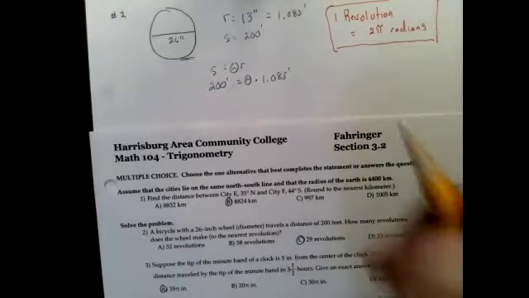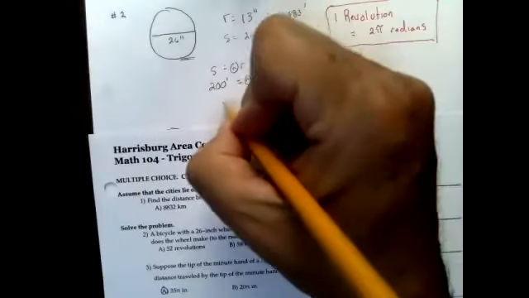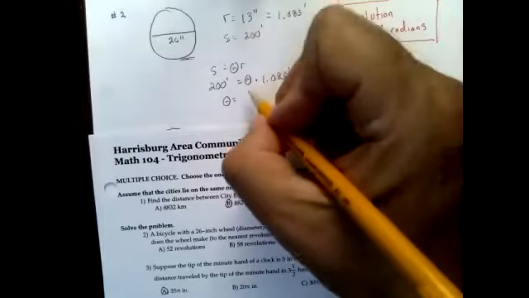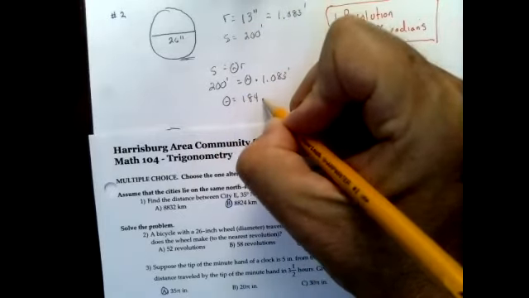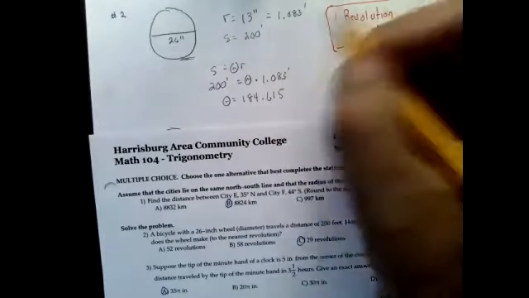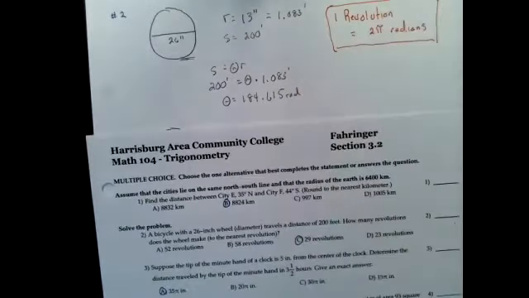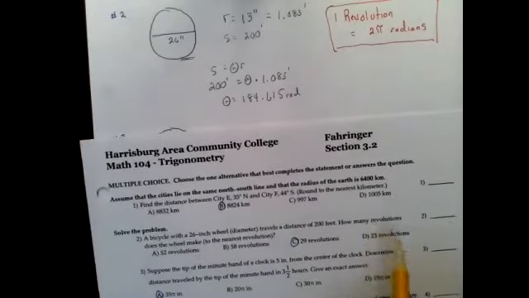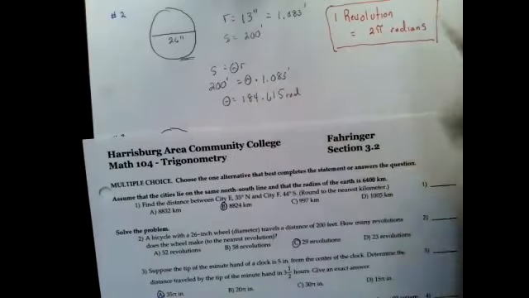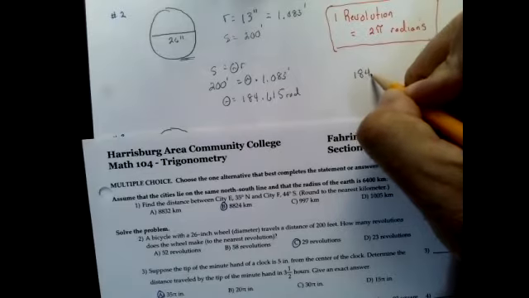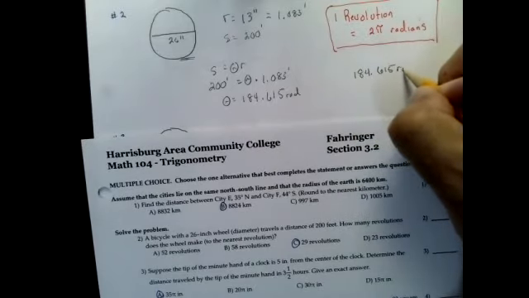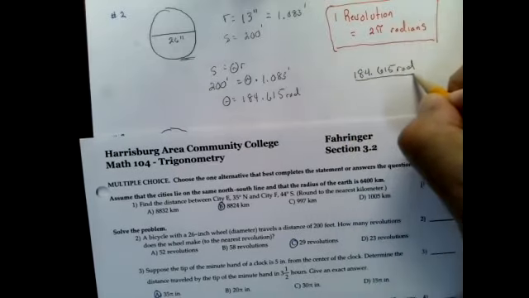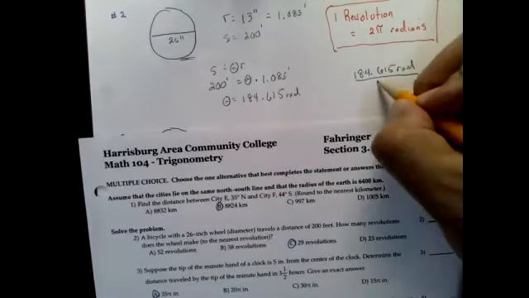And once I divide, I get theta equals 184.615 radians. Okay, so it went 184.615 radians. Well, the question asks, how many times did it go around? So in order to find the number of times going around, what am I going to do to this 184.615 radians? Divide by 2 pi. Yeah, I'm just going to divide it by 2 pi.